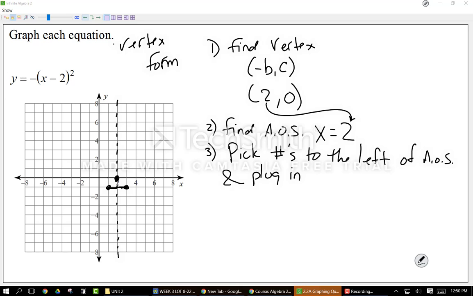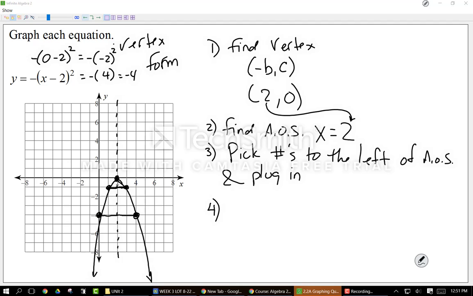I need 2 more. Well, let's plug in 0, because that's another one to the left of 2. So I get negative parentheses 0 minus 2 squared, which is negative parentheses negative 2 squared, which is negative parentheses 4, which is negative 4. So if I plug in 0, I get negative 4. That's 2 away from the line. So 2 away from the line in the other direction is now also plotted. So I have my 5 points. Again, remember we have a U down there, and we come down. So that was step 3.